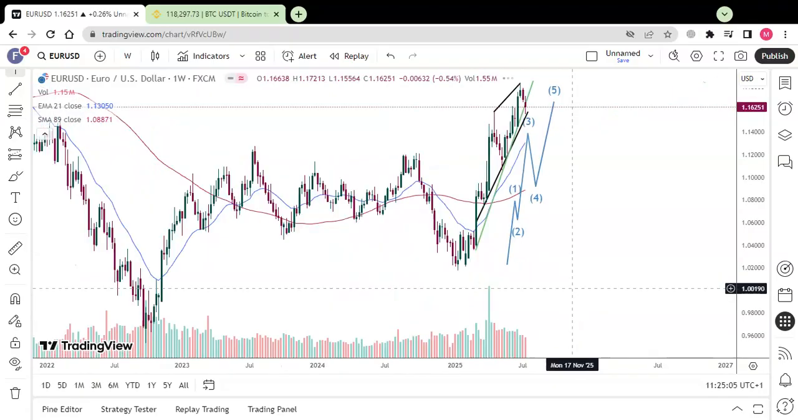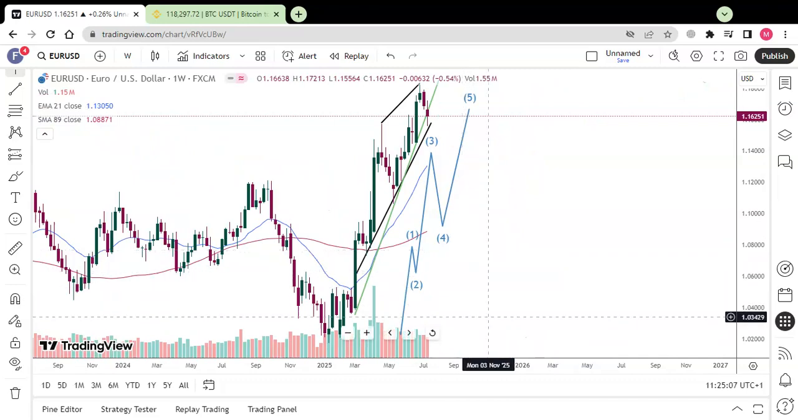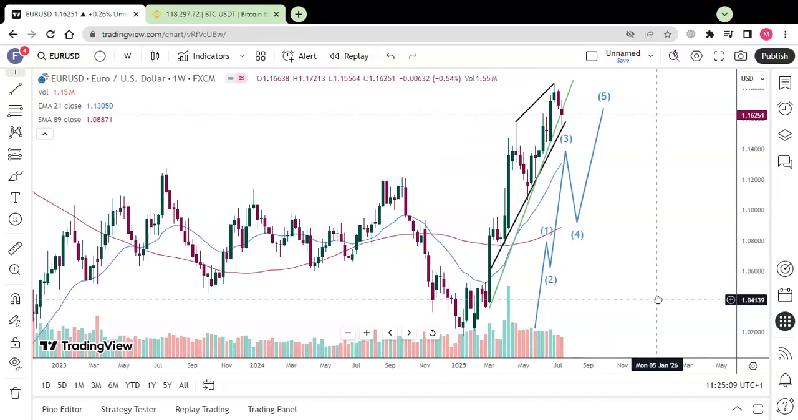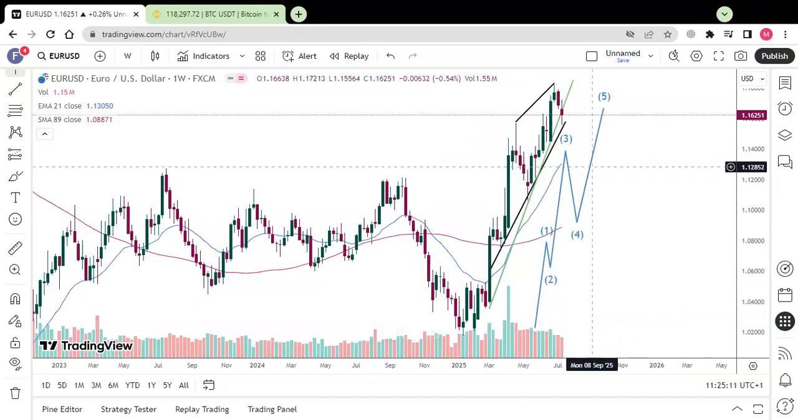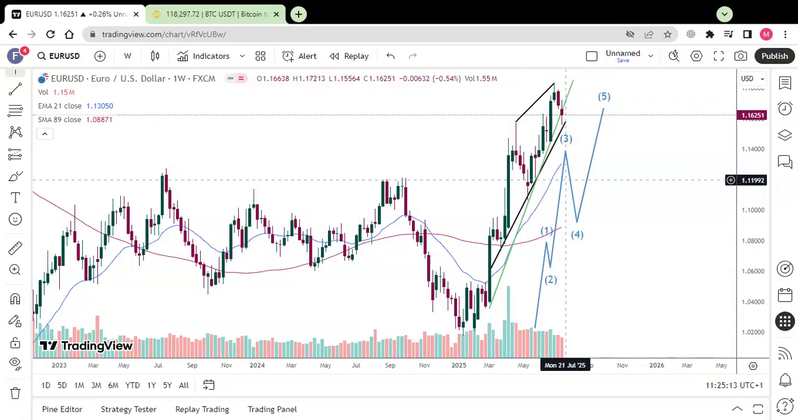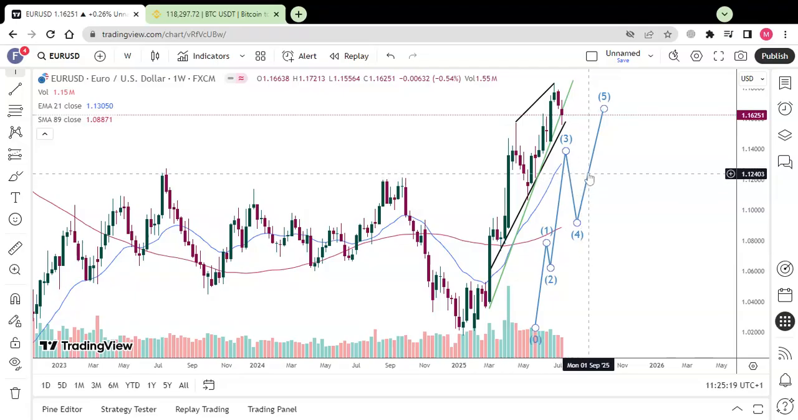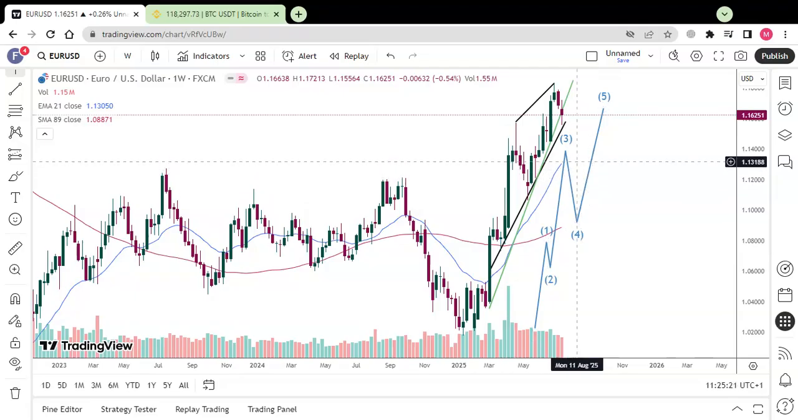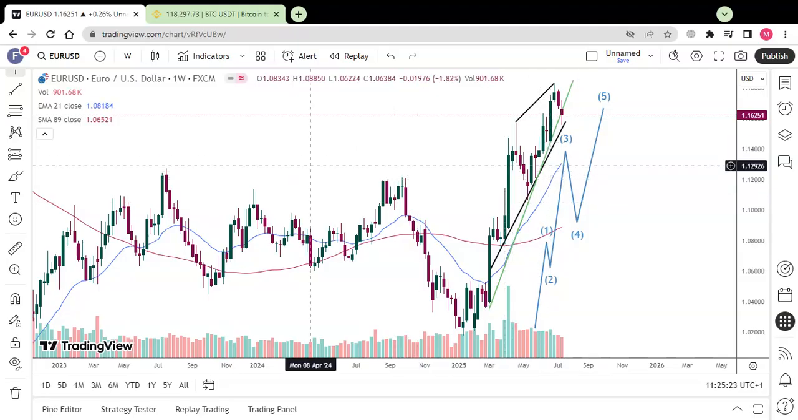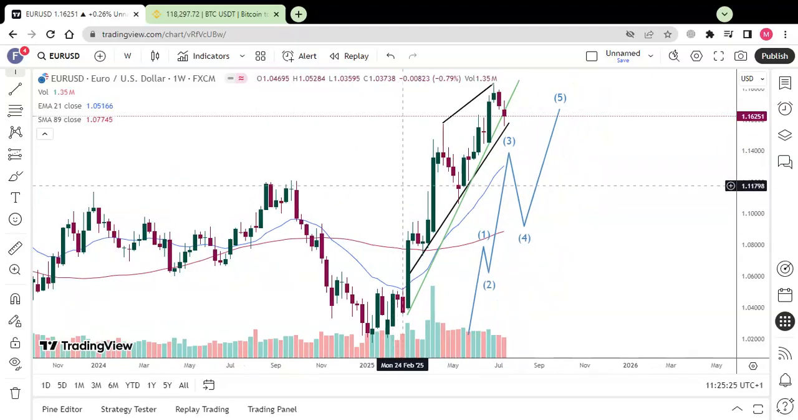Let's go to the weekly chart to see. All right. So once it breaks this, I'm expecting the price to go as low as probably 1.12 or lower. We will see later. Okay. We'll see, but I'm bearish on the euro dollar.